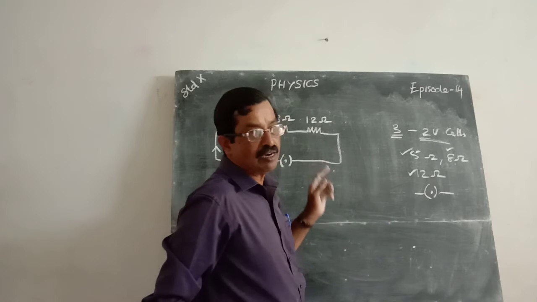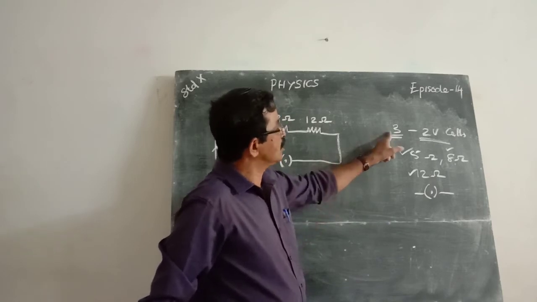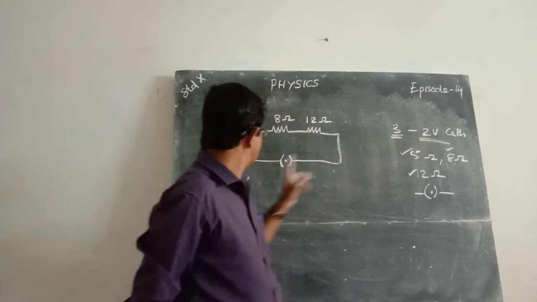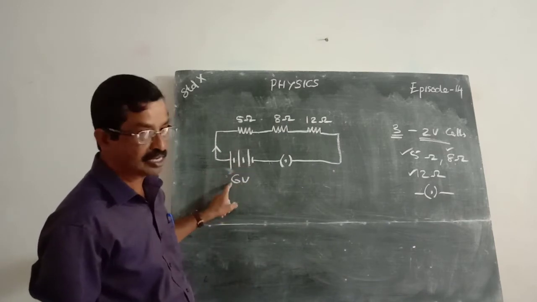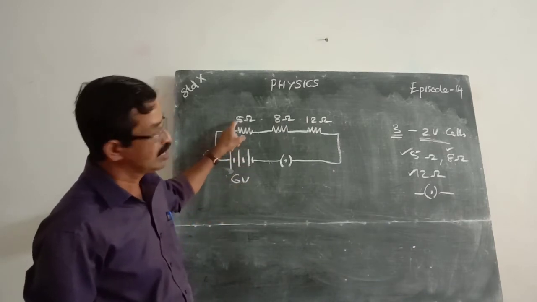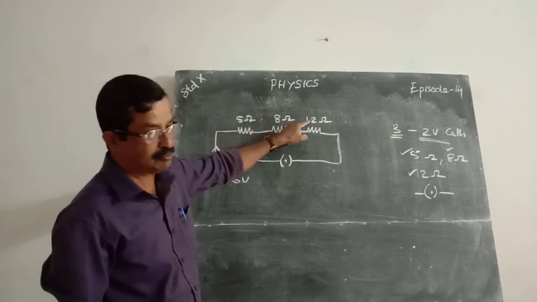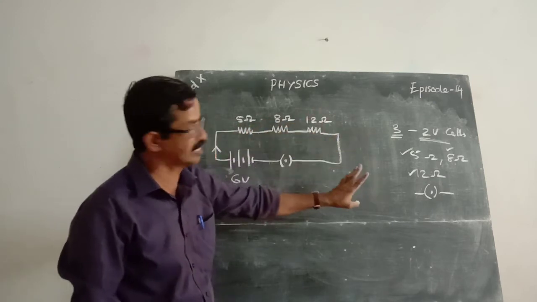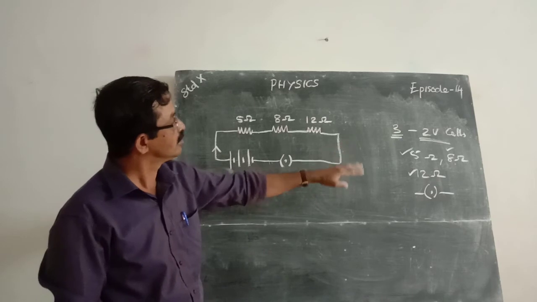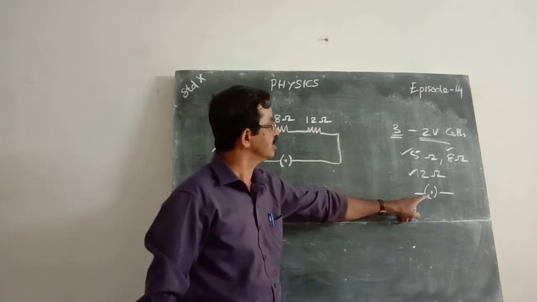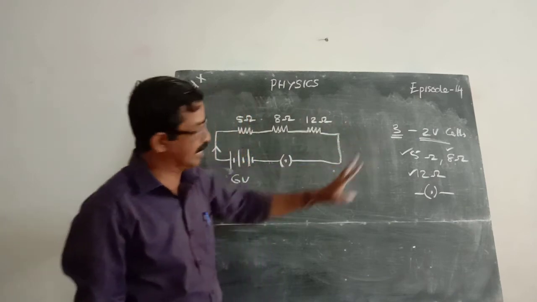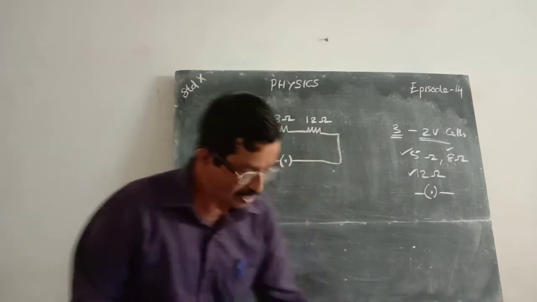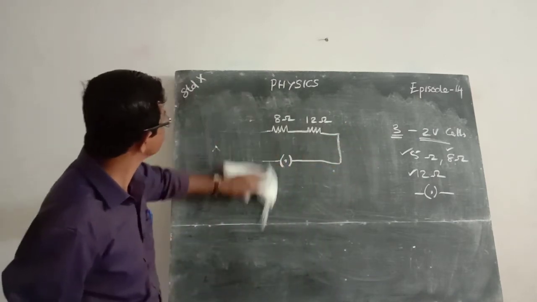Which are the things you want to remember? 3 2-volt cells, 1, 2, 3, total 6 volt, and 5 ohm, 8 ohm, 12 ohm. These are all connected, and then the plug key also. Now this question's answer is over. Now, another question is given there.